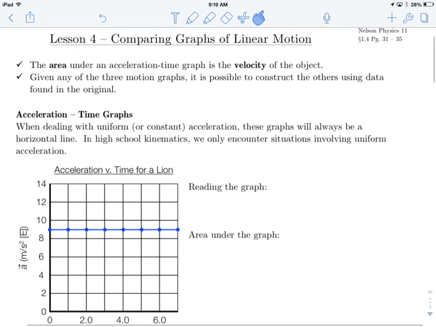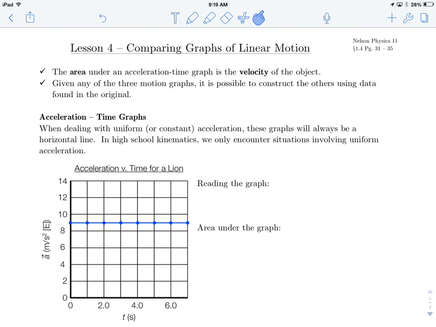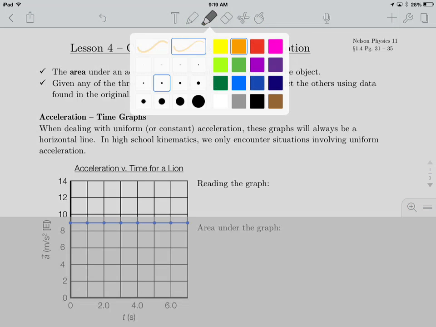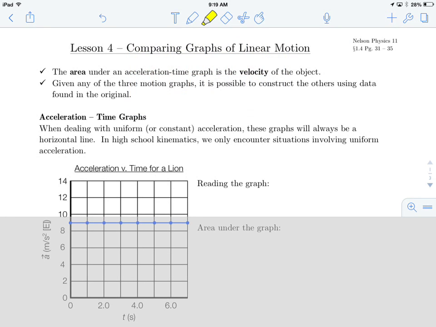So lesson number 4, and we're going to compare graphs of linear motion. Okay, so 2 essential learnings for this lesson. The first of which is that the area under an acceleration time graph is the velocity of the object. Okay, so that's the first. We're going to look at acceleration time graphs in the first half of this lesson.